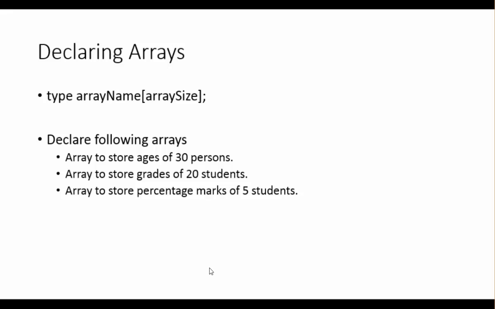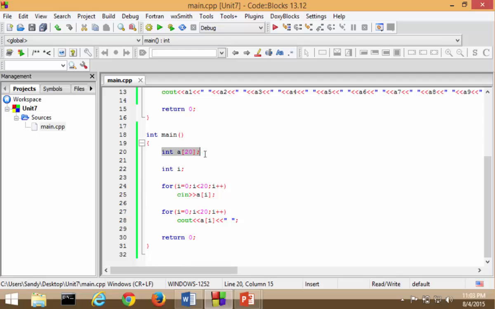If we need an array to store percentage marks of 5 students, float, percentages, and 5. Correct? So these are examples of using arrays with different data types. Based on what program we are writing, we'll pick the data type, write the array name, and give the size accordingly. Clear? And we have already seen a practical example of this. That example was this. This is the declaration.